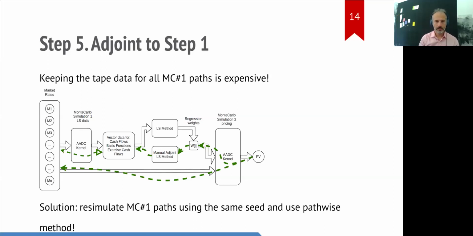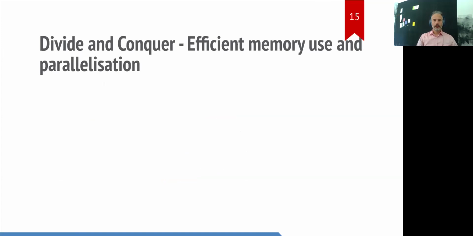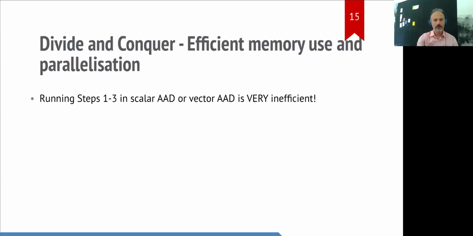In this case, we execute pathwise, so the memory requirement is still fairly small. You just need to keep your tape for one Monte Carlo path. You don't need to keep your tape for all paths at the same time. So how do you make it run efficiently? What are the total memory requirements, and what are the opportunities for parallelization?